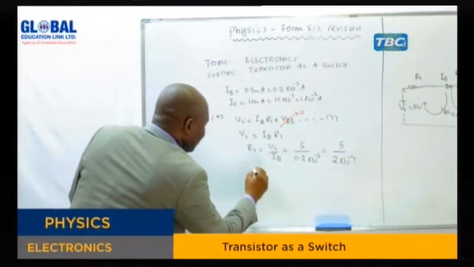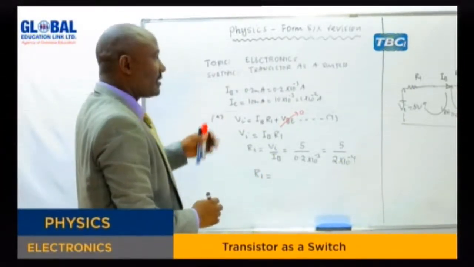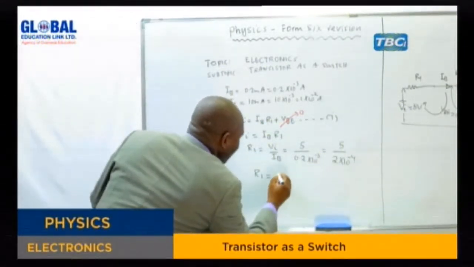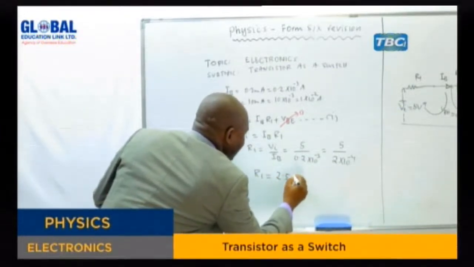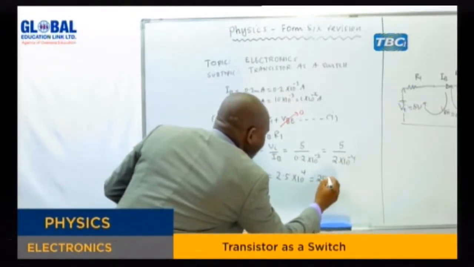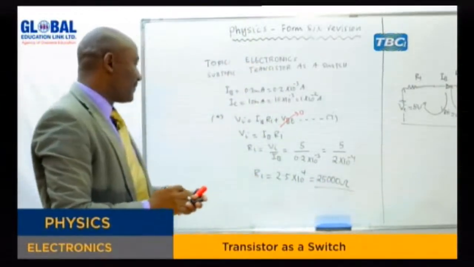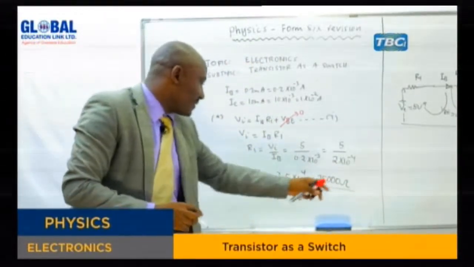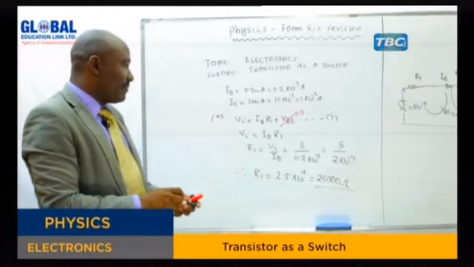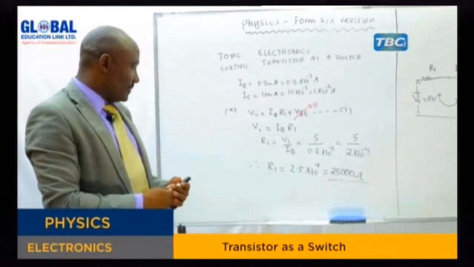Combine there. So we have the input, that's R1, the resistance across the input, is given by 5 divided by 2.5. This will be times 10 to the power 4, which gives us 2500. So we have 4 zeros, which means we can have 3. So this is the resistance of the input circuit, which is given the name R1.